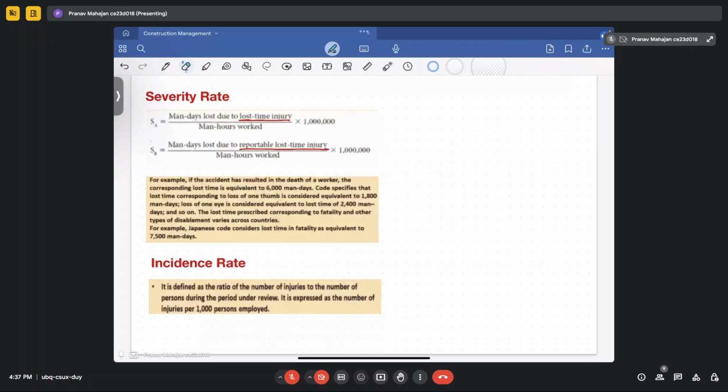For example, if an accident has occurred leading to the death of the worker, the corresponding lost time is equivalent to 6,000 man days. So if a worker dies at a particular site, it is equivalent to a loss of 6,000 man days. The code specifies that the lost time corresponding to the loss of one thumb is equivalent to 1,800 man days. Loss of one eye is equivalent to 2,400 man days, and so on.